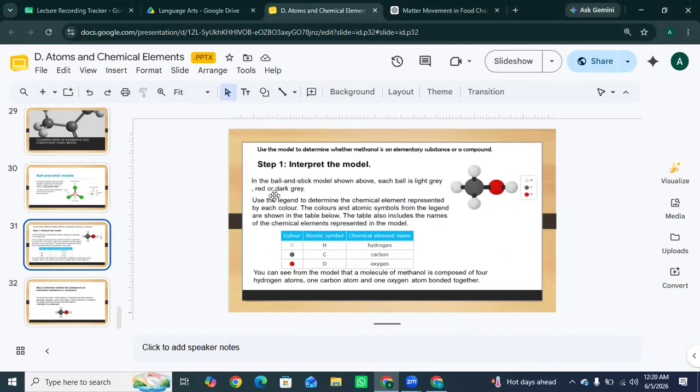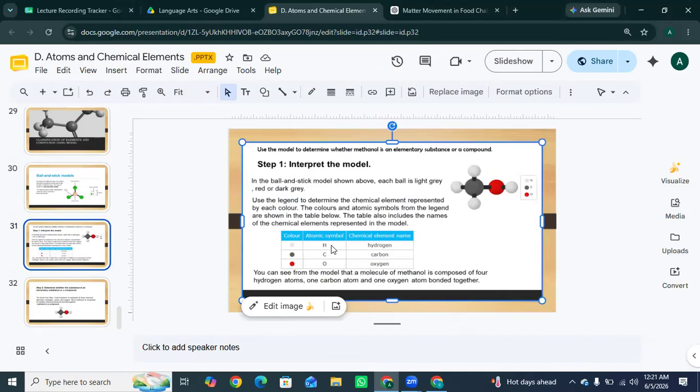So use the model to determine whether methanol is an elementary substance or a compound. Okay, so basically this is a practice problem to see if methanol is an element or a compound. In the ball and stick model shown above, each ball is light gray, red or dark gray. Use the legend to determine the chemical element represented by each color. The colors and atomic symbols from the legend are shown in the table below. This one. Okay. So the table also includes the name of the chemical elements represented in the model.